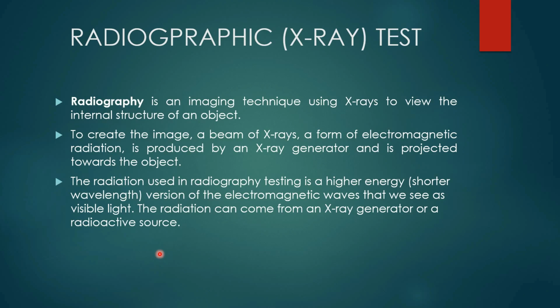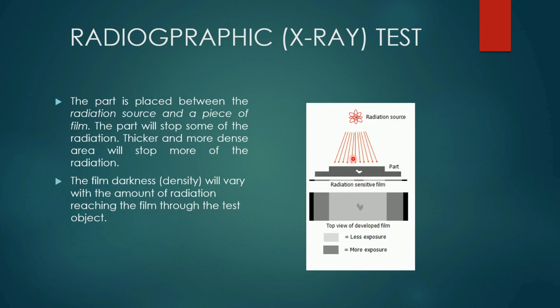Now next is the radiographic test. Radiography is an imaging technique using X-rays to view the internal structure of an object. For radiography, an X-ray generator is used and is projected towards the object. The radiation used in radiography is a higher energy version of electromagnetic waves. It is nothing but part of the electromagnetic waves. The radiation can come from an X-ray generator or a radioactive source. So let's see how it comes from a radiation source and how it is projected on this particular film.